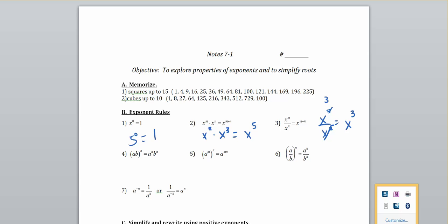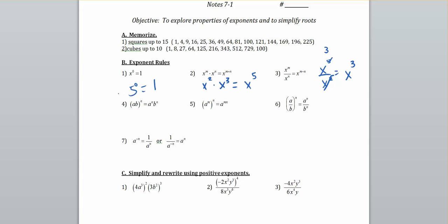All right, let's look at property number 4. And now we have two things. We have an a and a b, and it's raised to the n power. All right, what we're going to do is if I have two things to a power, I'm just going to raise each of those to the power. So what I mean by that, if I had, let's say, x, y quantity squared, just make sure you don't do one of the variables, you do both of them. So it'd be x squared times y squared.